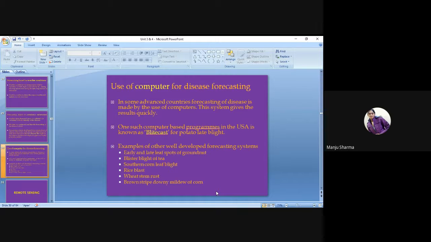So there is the use of computers for disease forecasting. In some advanced countries, forecasting of disease is made by the use of computers. This system gives the results quickly.